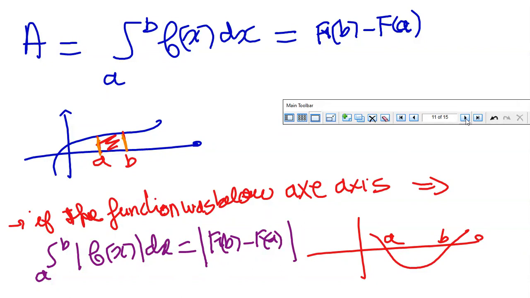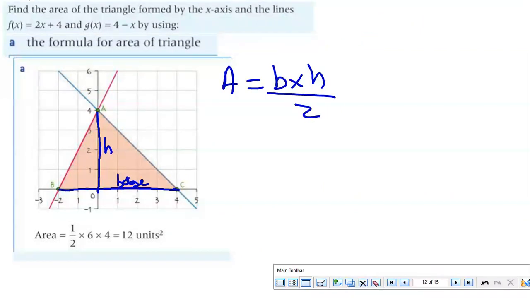Let's do an example, guys. If I have, for example, this triangle here, and I need to find the area of the triangle formed by the x-axis and the two lines. I have the first line, this is 2x plus 4, and the other is 4 minus x. First, if I want to use the formula of the area of a triangle, it's base times height over 2. What is the length of the base? It's 6. The height is 4, over 2, so it's 12 units.